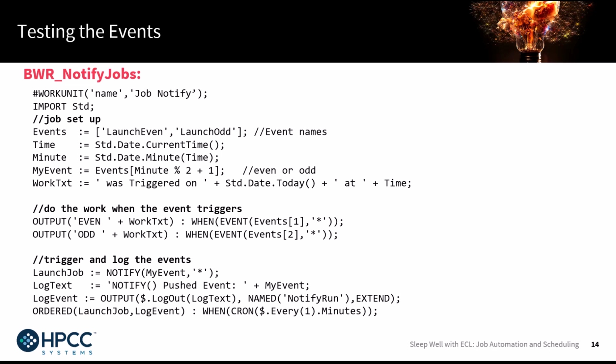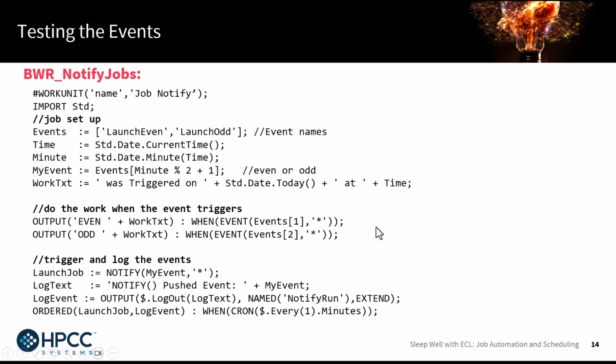The next block of code here is called setting up the job. You'll see here that we have a set of events, launch even and launch odd. Based on the time that it's occurring, we'll then pick one event, launch even or launch odd. Very, very simple, binary choice. We have the current time, we also have the minute, and we'll be appending all of this information into a field called work text, WORKTXT.